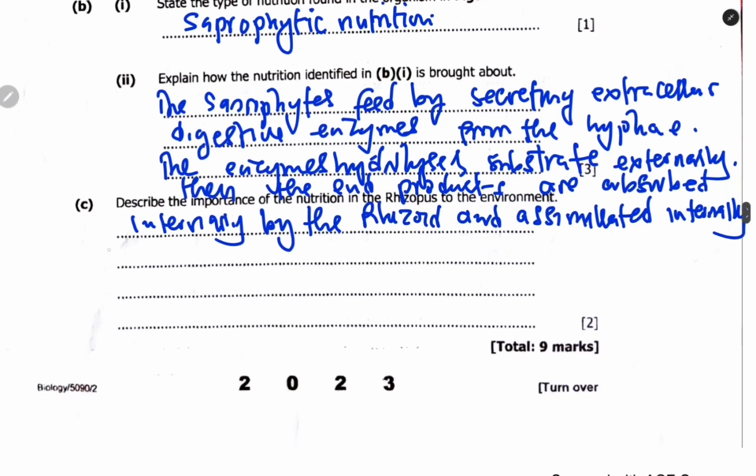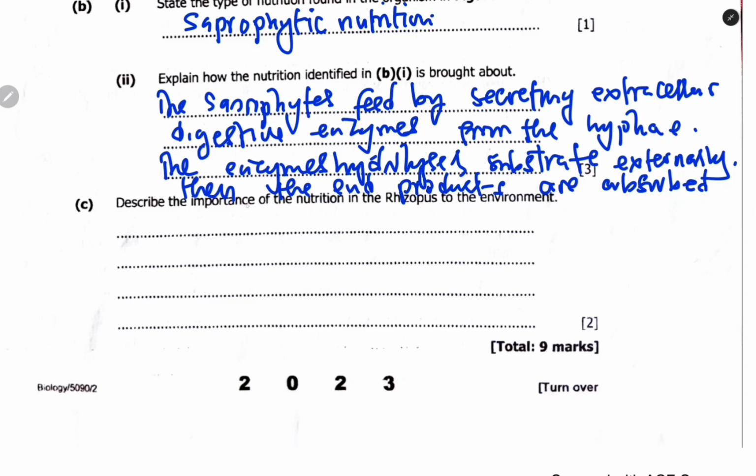Now, this space, we'll leave it for the other question. Let me remove this one and read this question. Describe the importance of nutrition in the rhizopus to the environment. What is the importance to the environment? So focus on the environment. It's very important to understand. I know you have a lot of importance of saprophytes, but this is specifically to the environment.